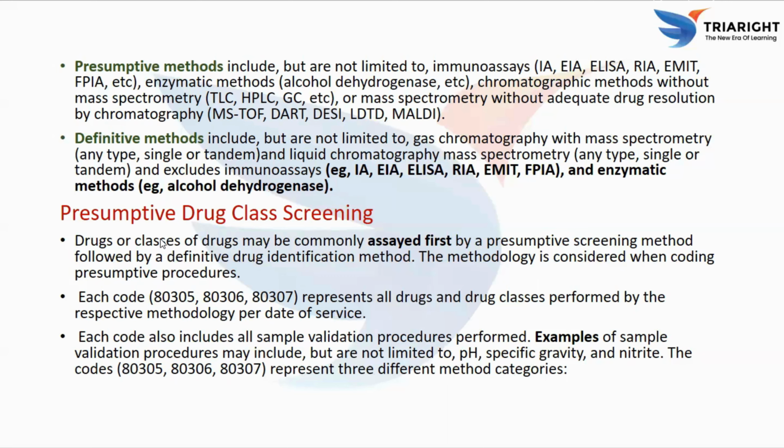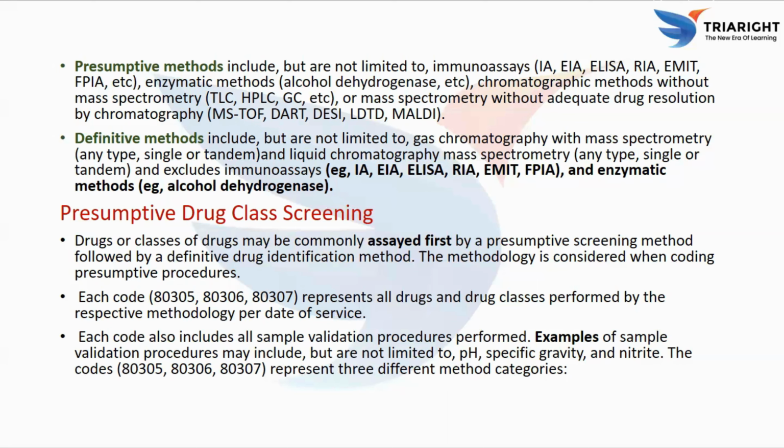So first you have to screen, then you have to confirm it later. So drugs or drug classes are often screened with presumptive testing and confirmed with definitive testing. So coding depends upon the methodology used but not the intent. So what are the CPT codes involved here? 80305, 80306 and 80307. So these codes are generally method based but not drug based.